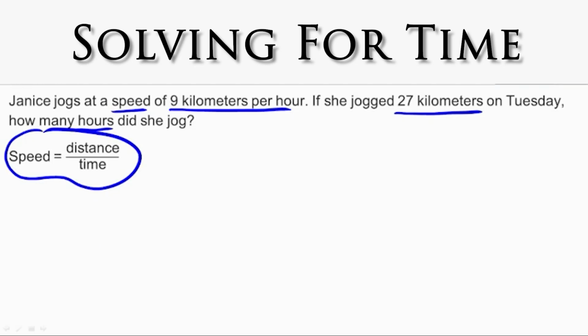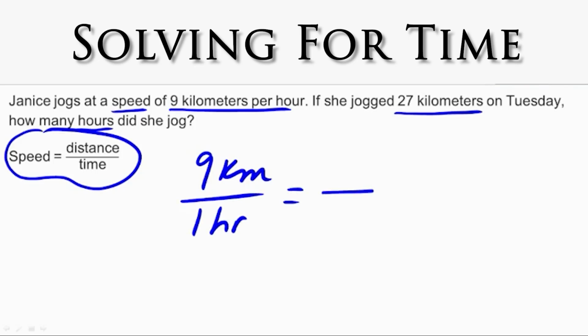Do we know Janice's speed? Sure. It's 9 kilometers per hour. And we're going to set that equal to another ratio of distance over time. Do we know the distance? Sure. It's 27 kilometers. But do we know the time? No, because we want to know how many hours did she jog.